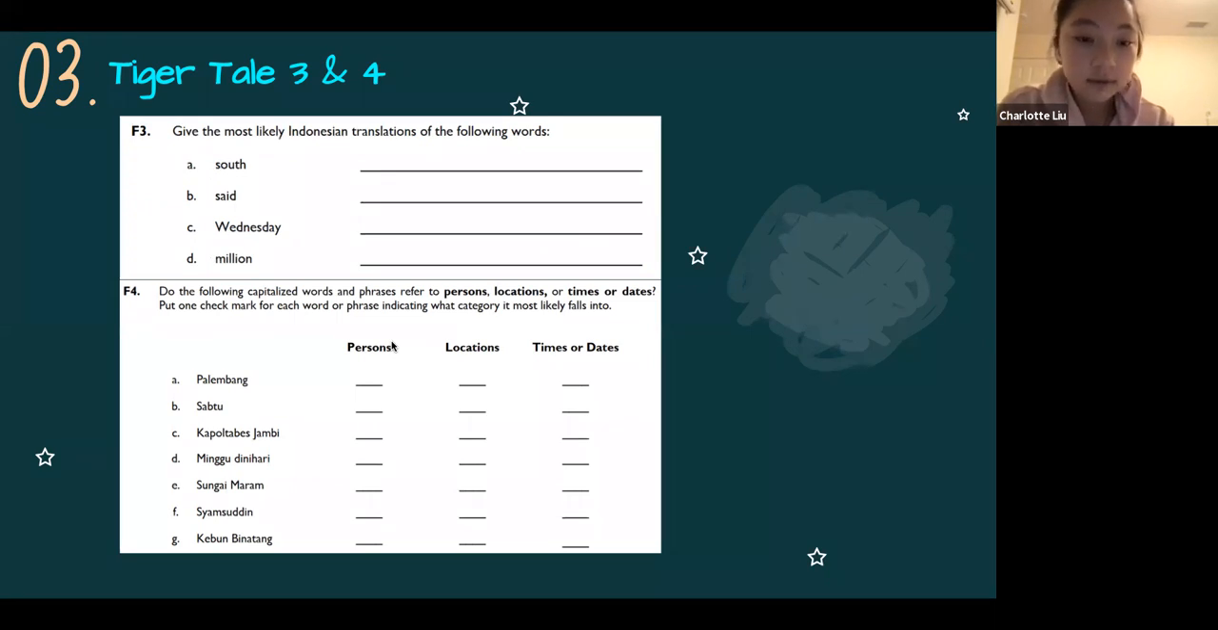And then lastly, you have to find if these 7 words refer to a person, a place, or a time or date. So this one is a bit hard because it doesn't give the direct translation. I'll give you guys 10 minutes again, and then I'll bring everyone back and explain it a bit.